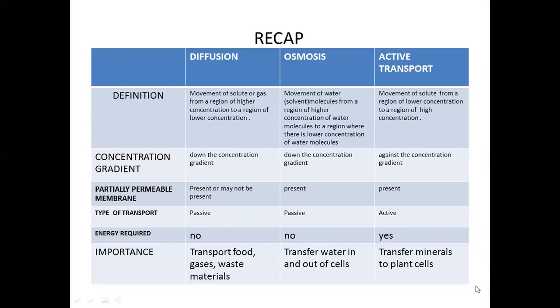Diffusion is important because it is used to transport food, gases, and waste materials in and out of the cell. Osmosis is important because it is used to transfer water in and out of the cell, and active transport is used to transfer minerals from the soil into the plant. Diffusion takes place in respiration and in photosynthesis of plant cells.